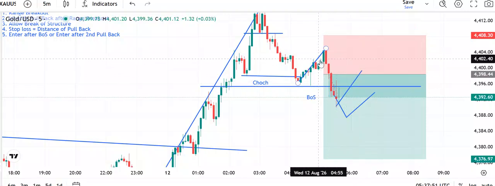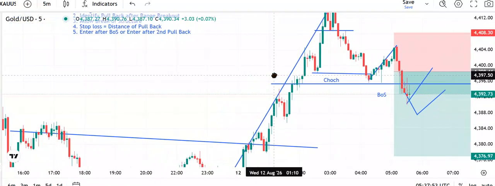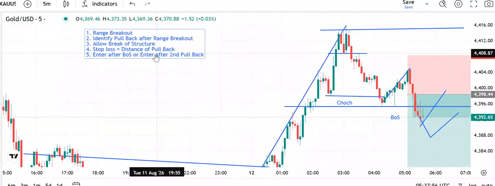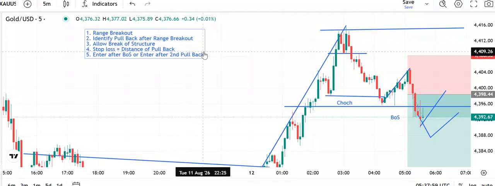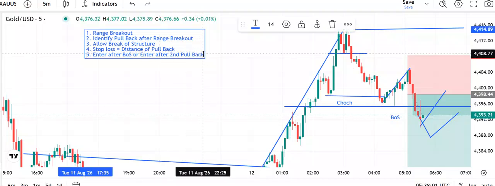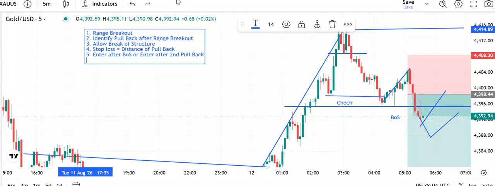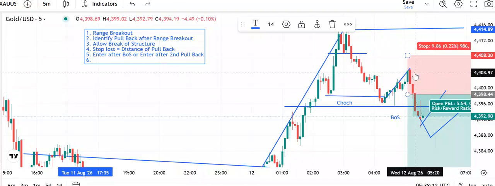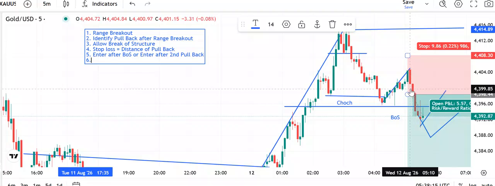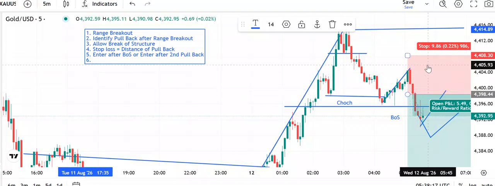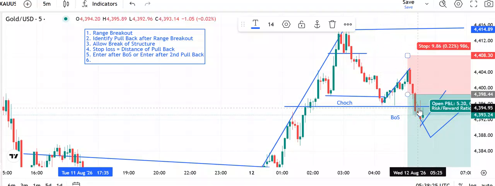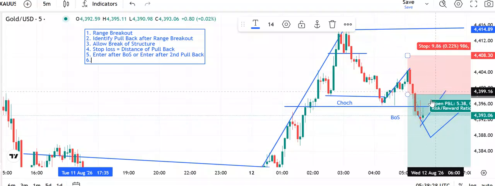I entered after the formation of the swing high. Okay, but that's tricky. The tricky one. I anticipated that price going to drop, so I entered after the formation of this second bearish candle, for which price might continue up and trip the stop loss. It's best you allow break of structure or allow second pullback, then you enter.